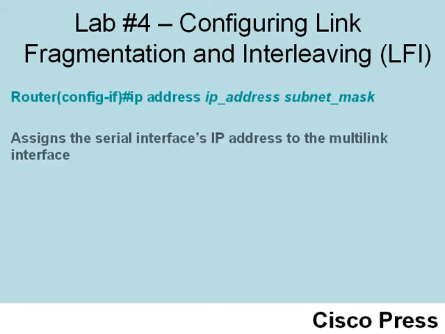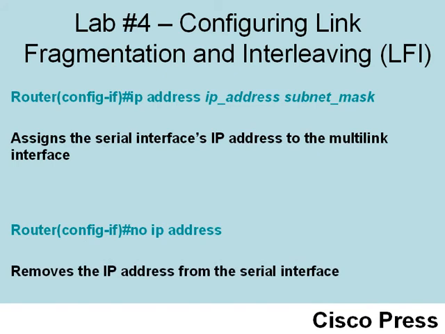We use the regular IP address command to assign an IP address to the multilink interface, and the IP address that we're going to use, interestingly, is the IP address of our serial interface. We are going to rob the IP address from the serial interface and apply it to this multilink interface. And after we have configured this multilink interface, we need to go into interface configuration mode for the serial interface and say no IP address. We're taking away the IP address from the physical interface because we have applied it to the logical interface.